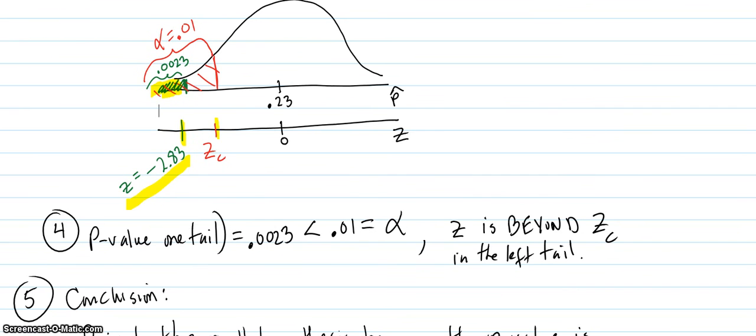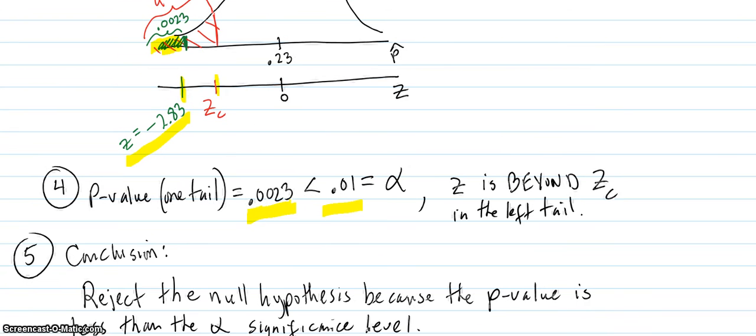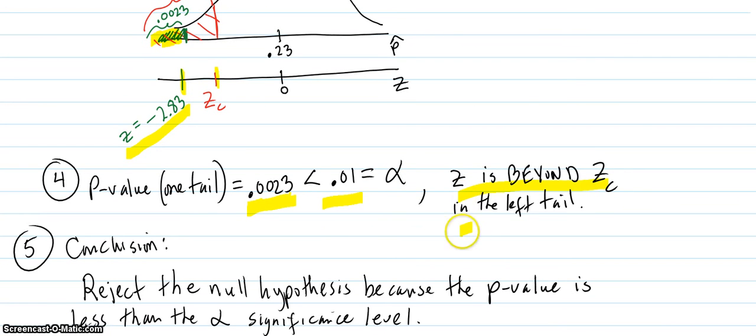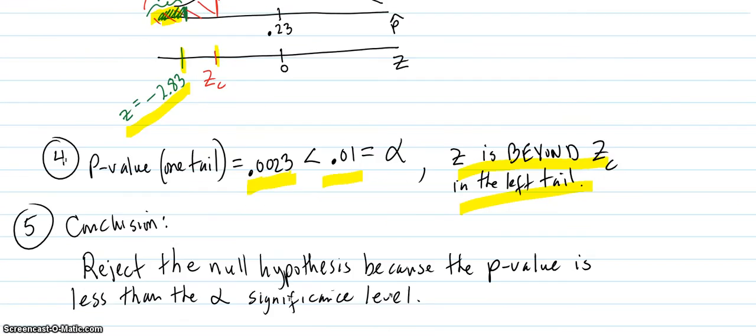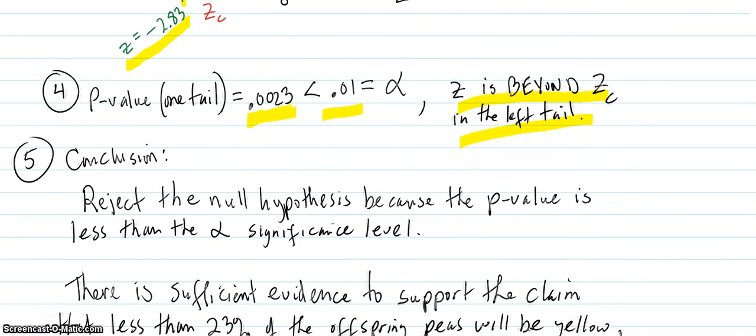Okay, so the p-value for the one tail is the entire area there, because we're not dividing anything by 2 or anything, so we don't have to double it to compensate. So this area is less than 0.01, and that's the alpha. So in this case, the p-value was 0.0023. We see that z is beyond the z critical in the left tail. So always just keep repeating that stuff in your mind.